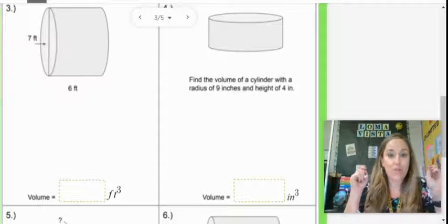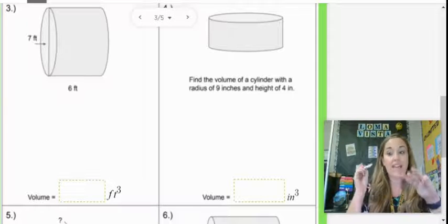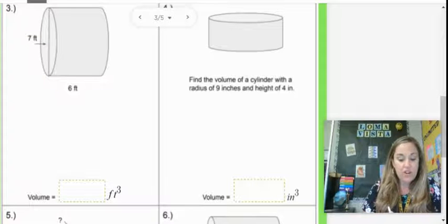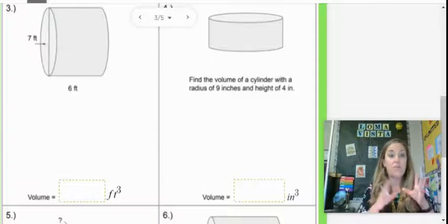All right, so I'm going to do number 3 on slide 3, 4, and 5. So I'll do an example of a cylinder, a cone, and a sphere. So I'll do number 3 from each of those slides. The very first thing I want you to do on each problem is write the formula.